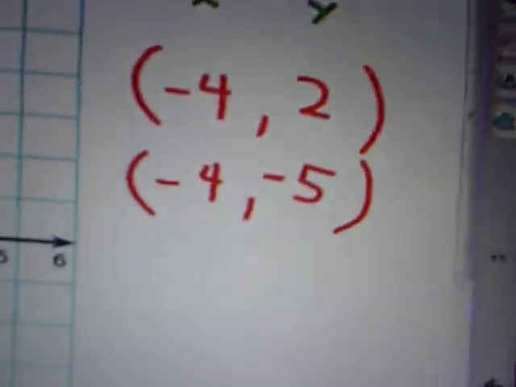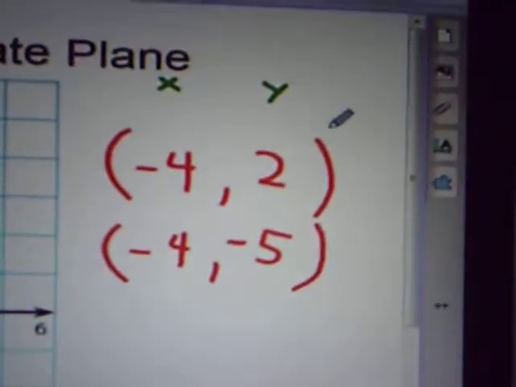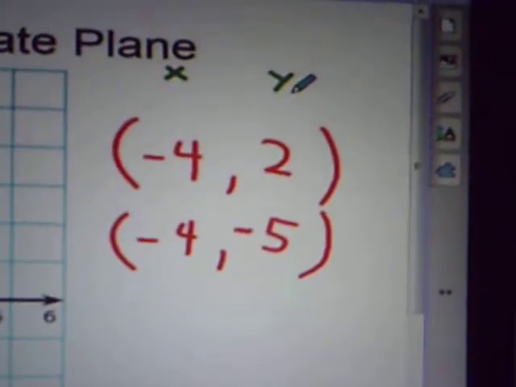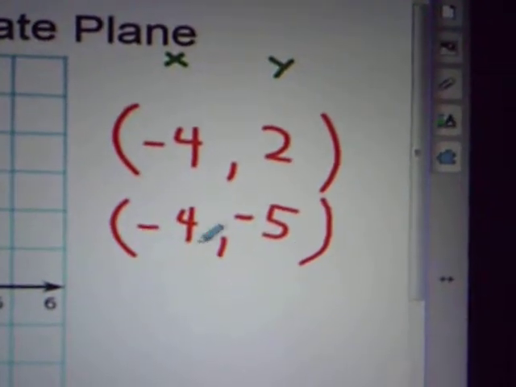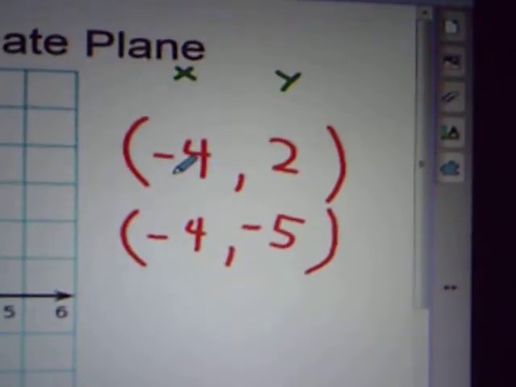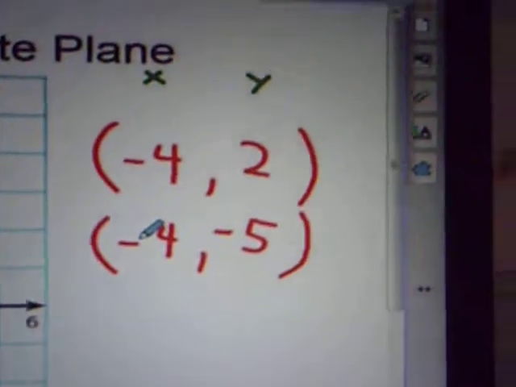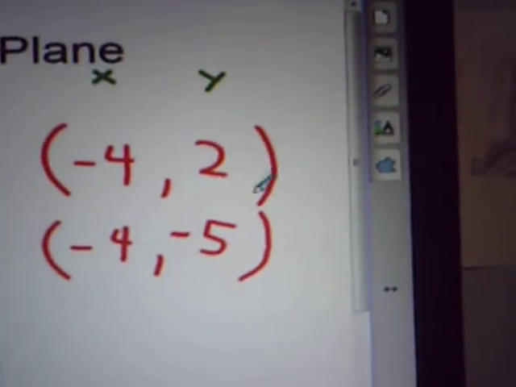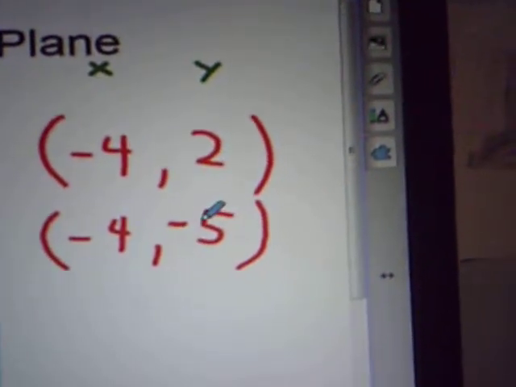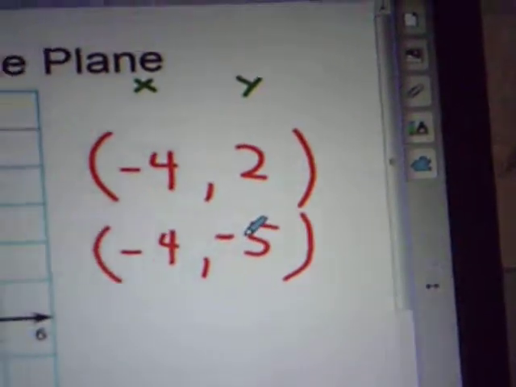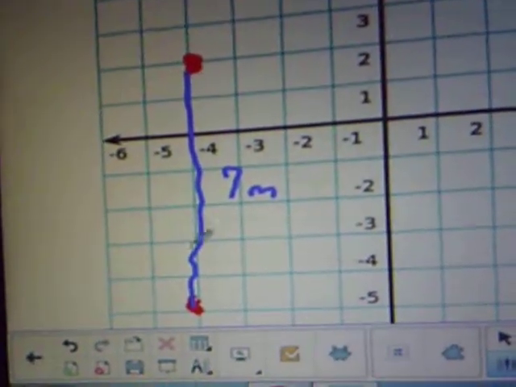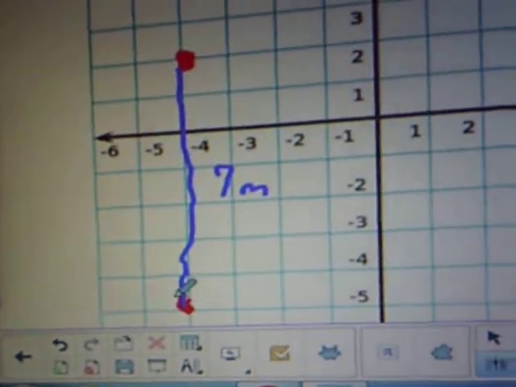Let's see. First, we have to look for the points that are different. Are the x points the ones that are different, or are the y points the ones that are different? In this example, the x points are the same. Both of them are -4. So we need to focus on the y's, because this y is a 2 and this y is a -5. So we focus on these 2 numbers. What this is really doing is just simply finding this space, the difference between them.